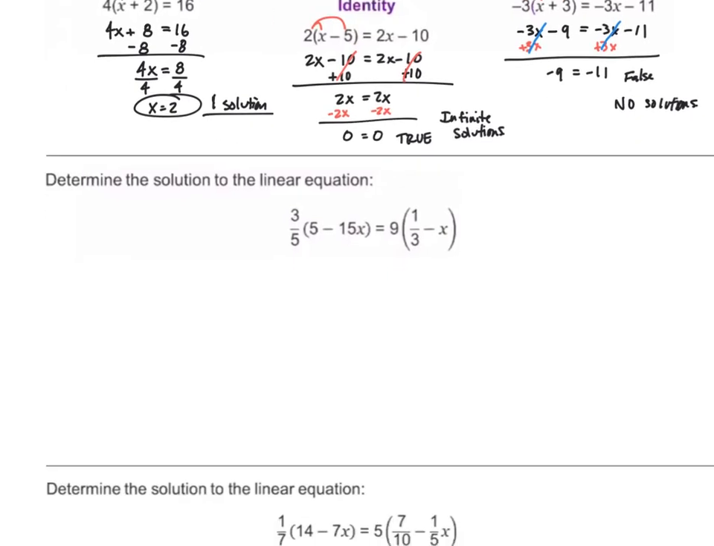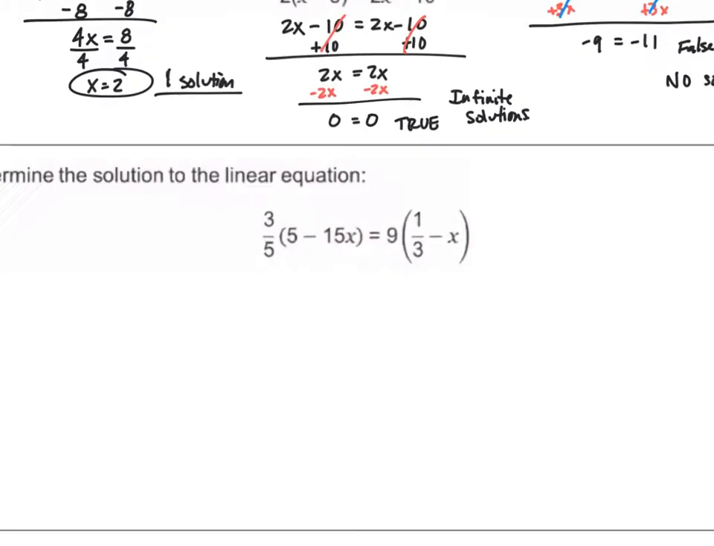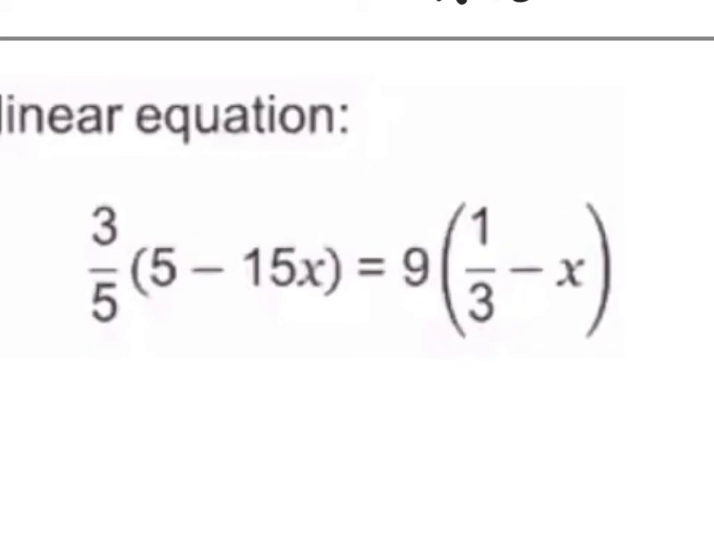Now let's answer this question. Let's solve this one. Here I would distribute my 3/5, multiply it by 5, multiply it by negative 15x. Here I'm going to multiply my 9 through, and let's see what we get.